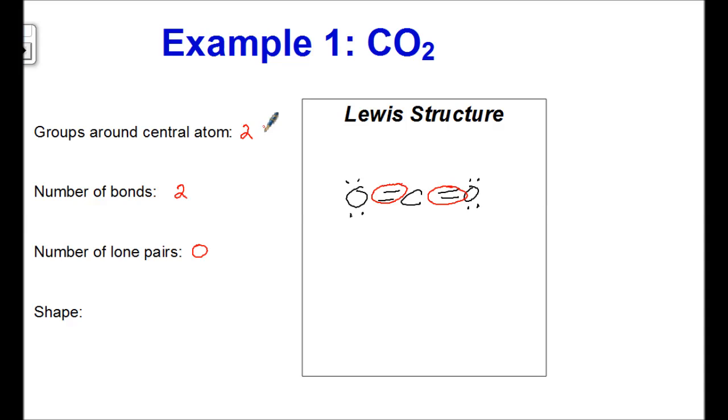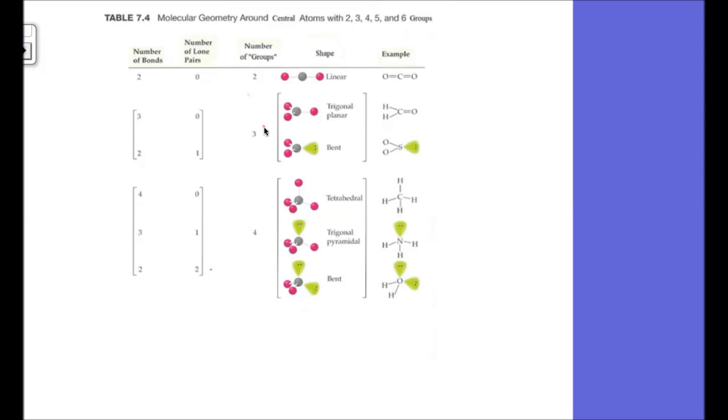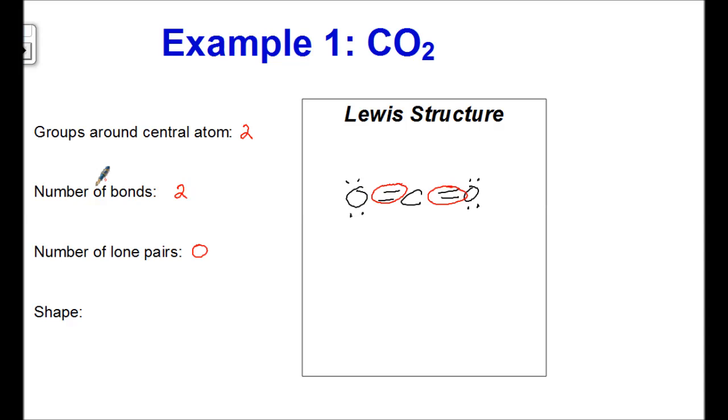Alright, so if we go to our VSEPR chart, we can see here that we have the number of bonds being 2, so we're going to stay on this line right here. Number of lone pairs, 0. Alright, so that's what we're looking for, and you can see the shape is linear. And you can see here's the example that we just used. All right, so if we go back, we can actually take a look at what this would look like in three-dimensional space. All right, and we call that linear.